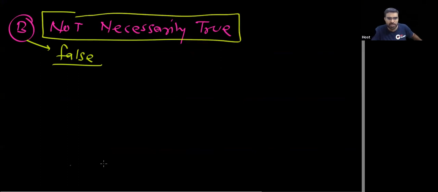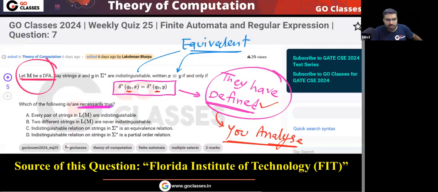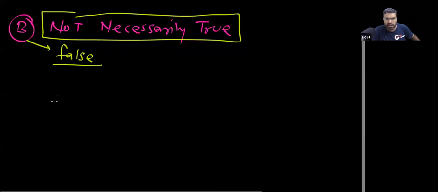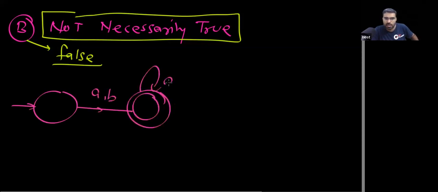For example, can you give me a DFA? Option B is saying that two different strings in L of M are never equivalent. But you can consider this DFA, with transitions on A comma B. This is the DFA you can consider. Let's take this DFA M. Now here you can notice what is happening. These are the strings in the language.